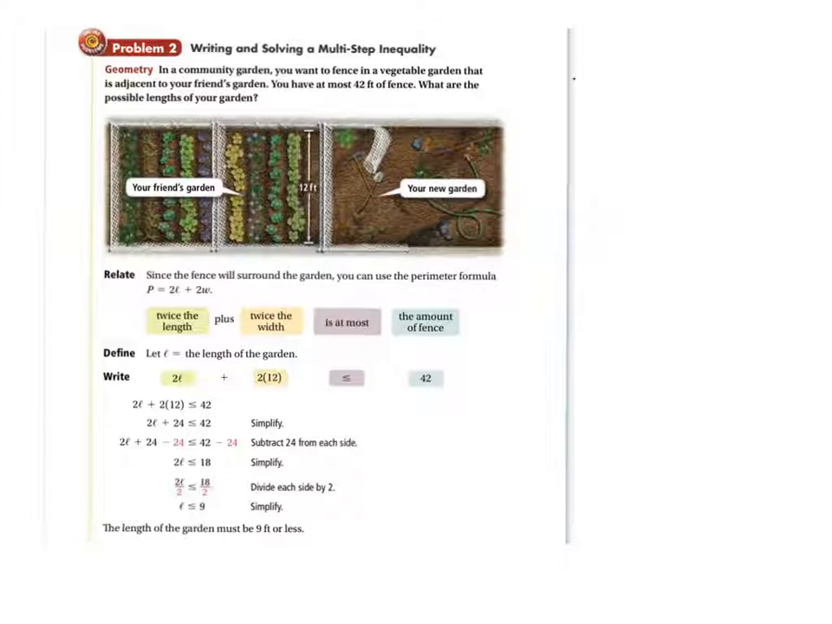So 2 lengths plus 2 widths. Now here's the thing. I already know that my width is 12. That's set, right? So 2 lengths plus 24 is less than or equal to 42. Subtract the 24, 2 lengths is less than or equal to 18. Divide the 2, and the length is less than or equal to 9. Obviously, it can't be 0, and it can't be a negative number. So the length of the garden must be 9 feet or less.